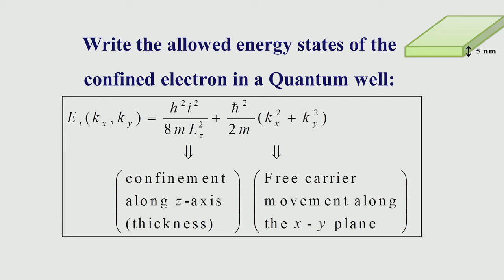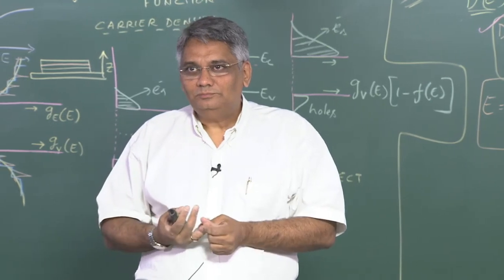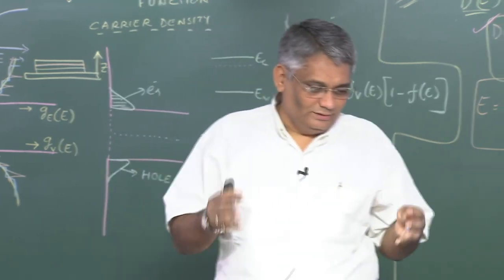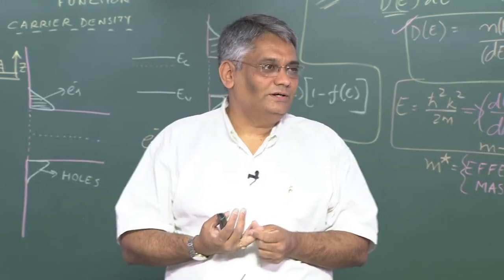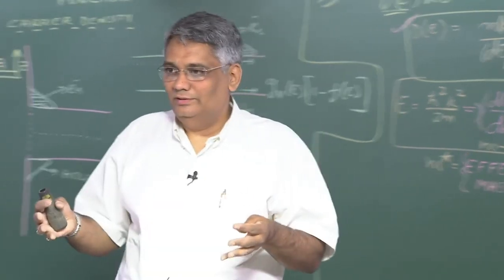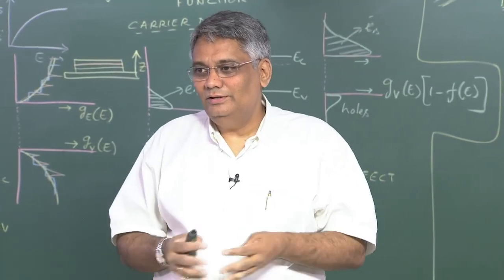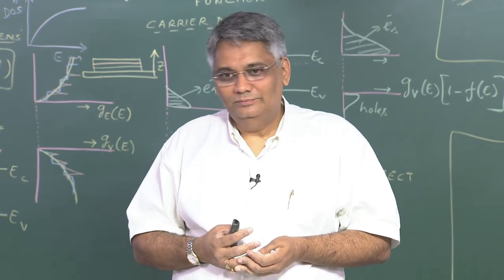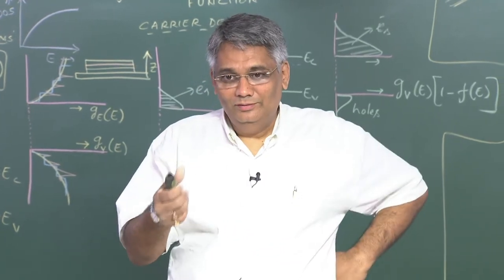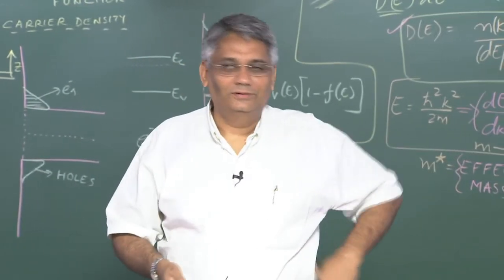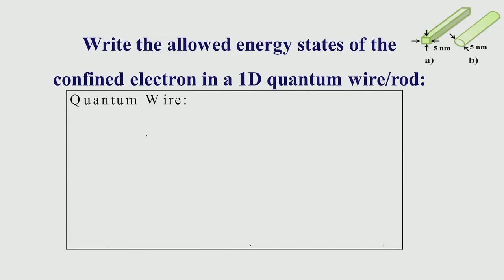So this is an equation that gives allowed energy states in the case of a 2D system where you have confinement along one dimension. Okay. Now, similarly, you write down the expression for the allowed energy states of the confined electron in a one-dimensional case.